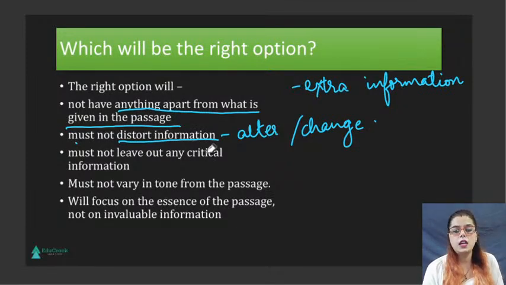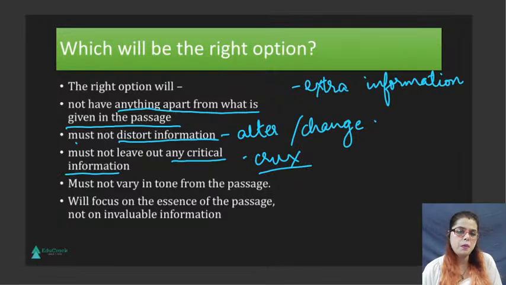It also must not leave out any critical information. Something that forms the crux of the passage, if that is left out in the summary, then there's going to be an issue. It must not vary in tone from the passage. We already have a discussion over it right now, that how tones can be used to eliminate or guess the right option. Summaries do not differ in tone from the passage. It will focus on the essence of the passage, not on invaluable information.